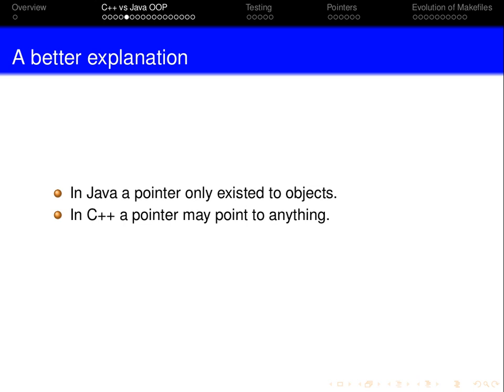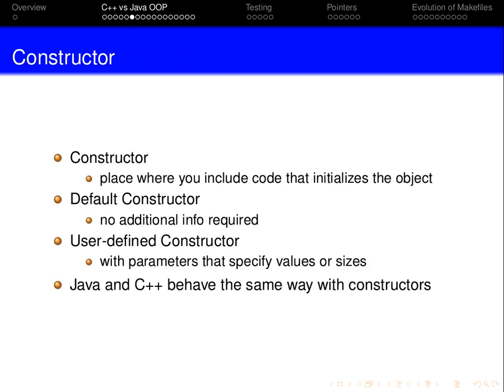So another explanation, a Java pointer only exists to objects. A C++ pointer may point to anything. All right, so you have a constructor, just like in Java, for when you want to construct your object in a default constructor with no additional information, and of course a user-defined one as well.